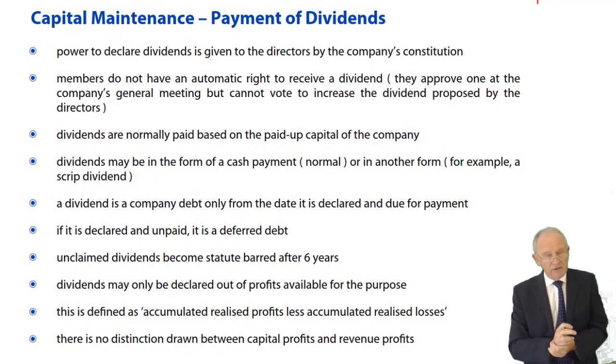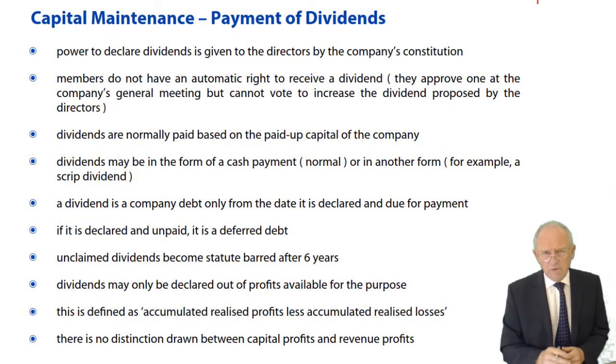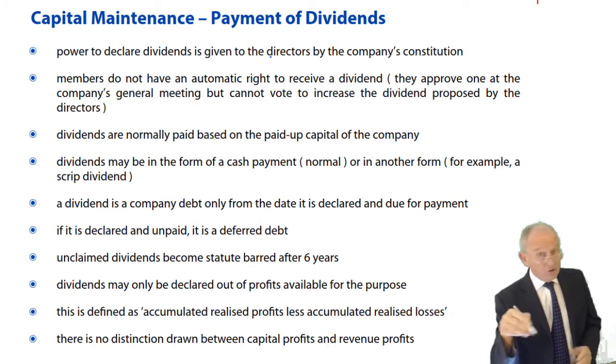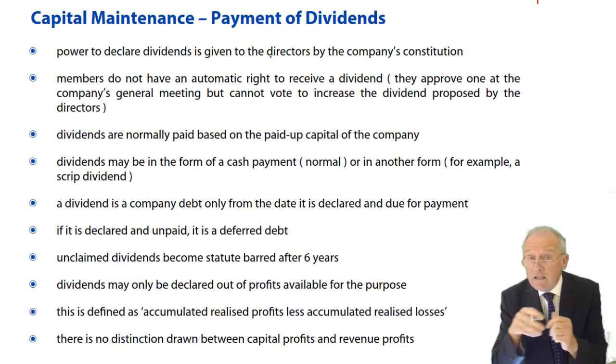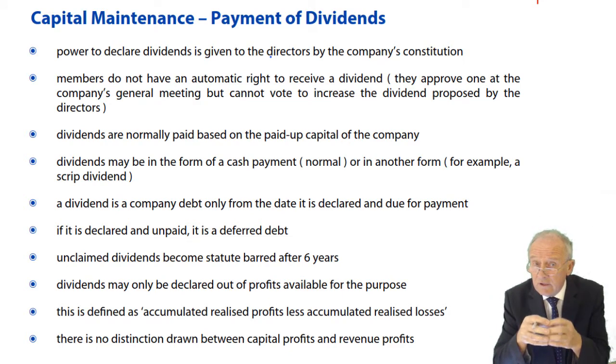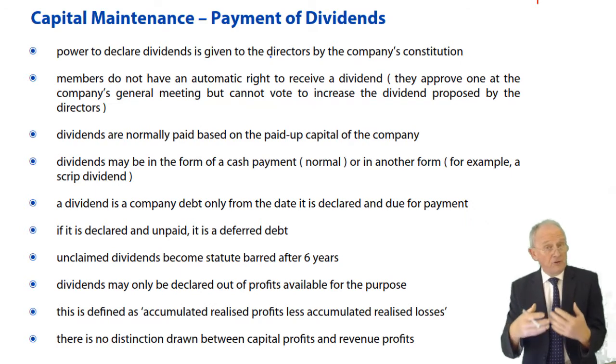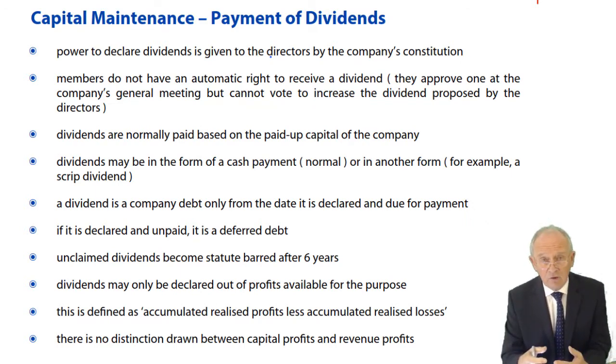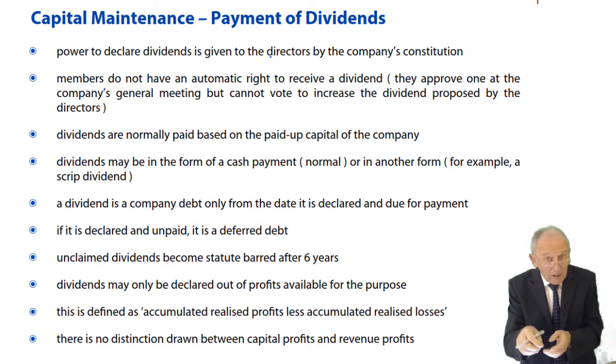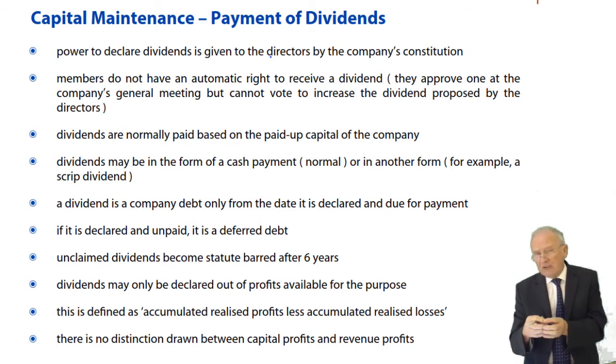Capital maintenance, the payment of dividends. The general basic principle is that dividends cannot be paid out of anything other than profits which are available for the purpose, distributable profits. The power to declare dividends is given to the directors; it's not an automatic entitlement. Even with preference shares, it's not an automatic entitlement. The dividend has to be proposed by the directors, voted on by the members in general meeting, but then if it's not paid, it's a deferred debt.